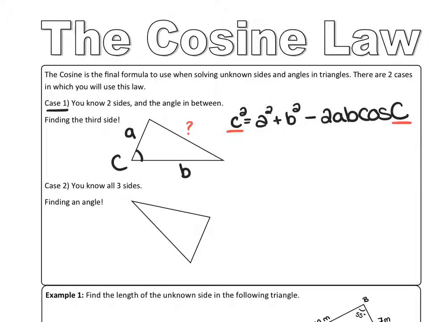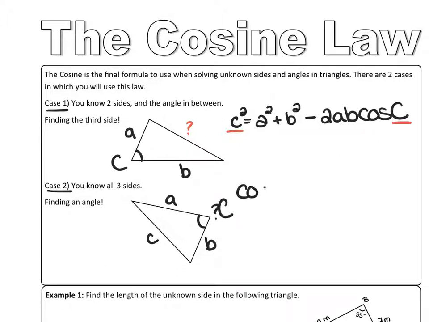The second case that you're going to have, case number two, really super easy to spot, is you know all three sides. So if you know A, B, and C, all the sides, but you don't know any of the angles, you're going to be able to find the angle. Now the formula for this is kind of the same as above, it's just been rearranged, but I'll write it out for you. So let's say we're trying to find angle C here, which would be big C. Your formula is going to look like this.